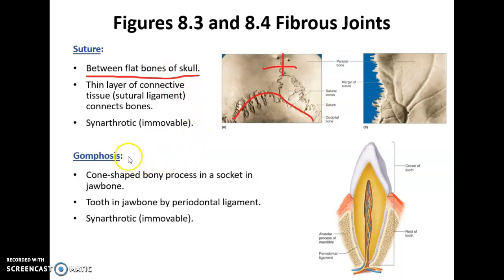And finally, we have the gomphosis, which is the cone-shaped bony process in a socket in the jawbone. It's a union between the maxilla or mandible with the teeth. Then this union is called gomphosis.